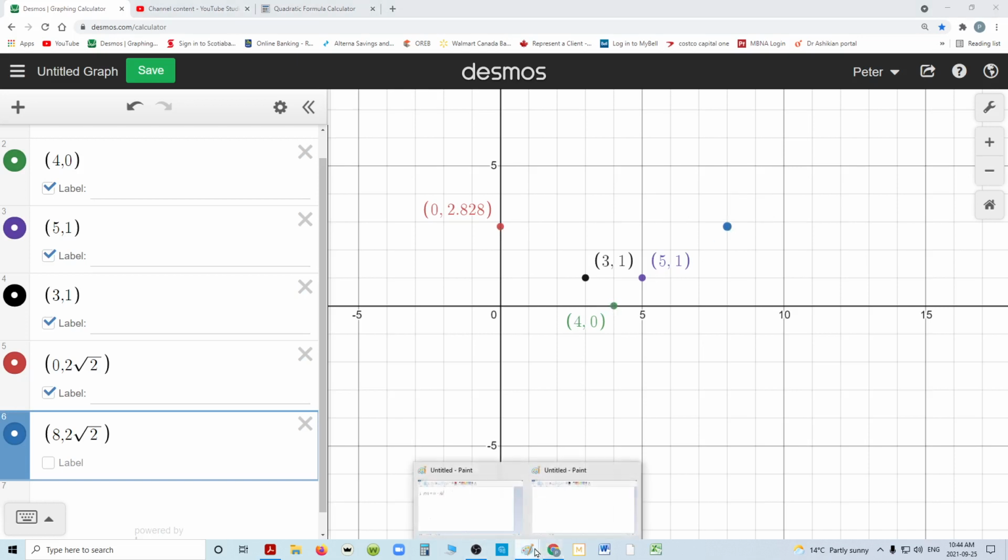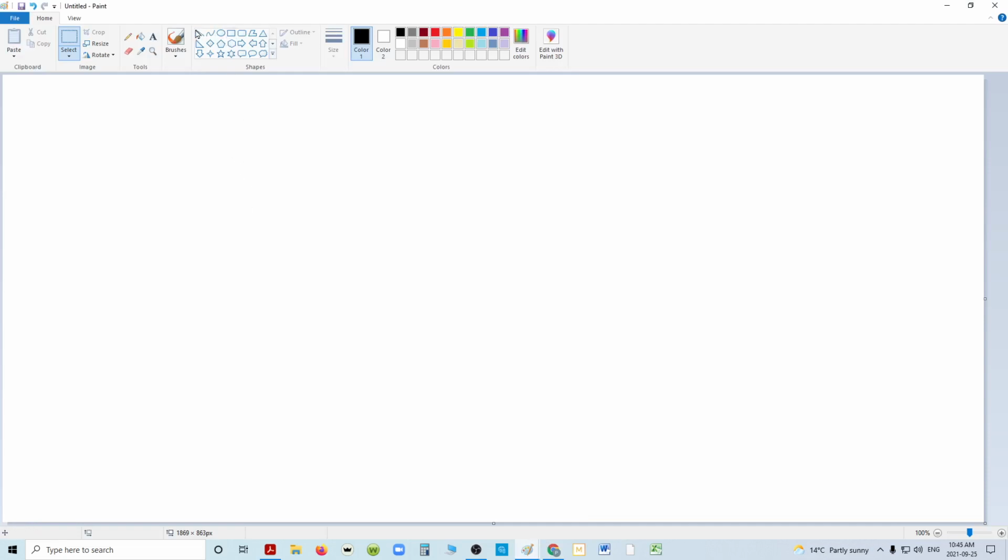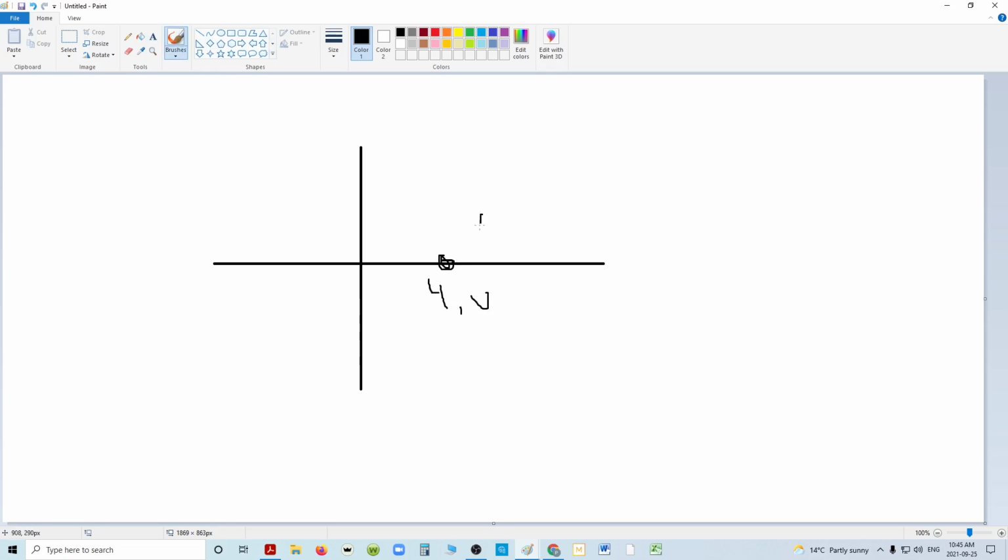So that means if I'm going to graph this without the information, here's the axis. Right here, I'm going to have a dot right there, dot 4, 0. I'm going to have 5, 1, 4, 1, and right over here 0, 2.8. So I'm going to have a graph like this. And it's probably curving. Let's see how it's curving.